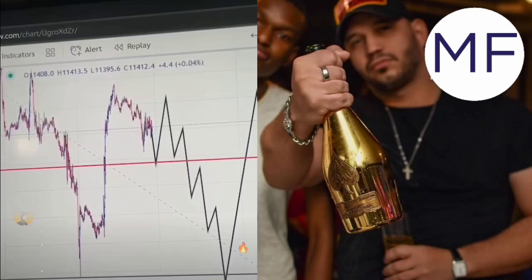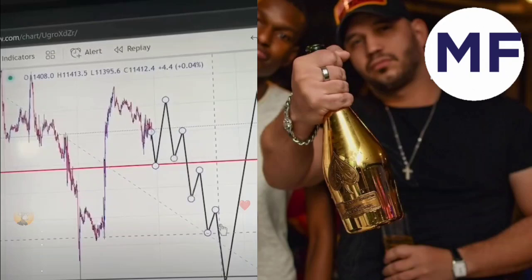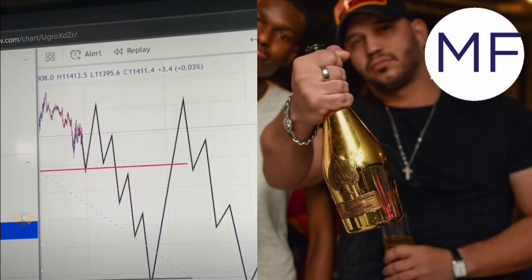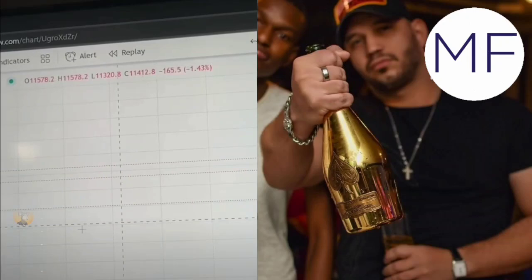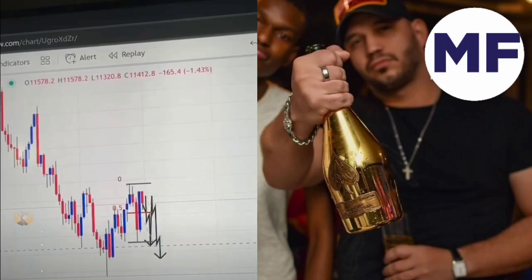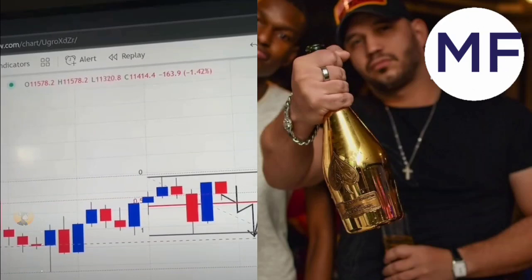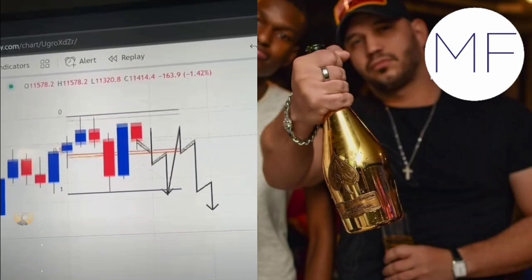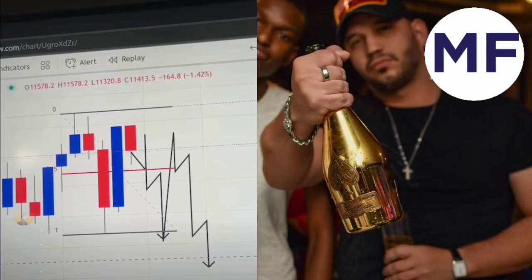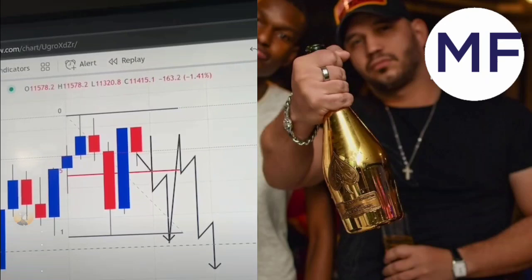Can you see how price starts to now want to decline, which will then lead to the higher time frame outcome, which means that this is what I'm expecting price to do on the higher time frame, but it all starts at the lower time frame. It's going to lead to the outcome of my higher time frame.